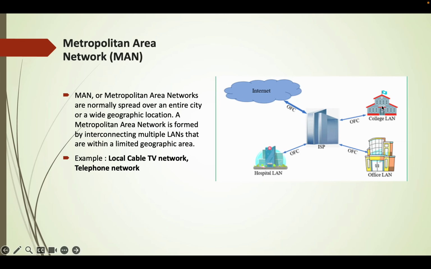Okay, this is commonly referred to as metropolitan area network primarily because of its size. Like in LAN, you have a very small network within the reach of your laboratories or cafes, whereas in case of MAN, the reach is a little expanded. Like here, you are able to see an example of college LAN, office LAN, and hospital LAN, which are connected with each other via an internet service provider. Okay.